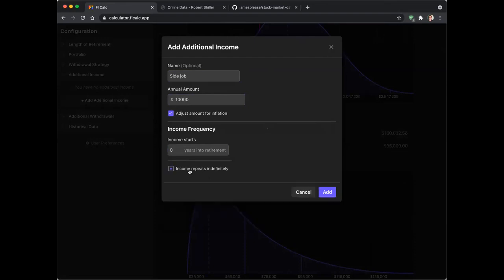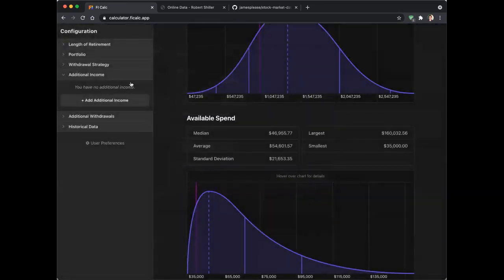Maybe you plan to work forever, so you can just have the income repeat indefinitely if you don't want to put an end year into it. Or you might say, I'm going to take 10 years off and then maybe I'll get that side job and work indefinitely. So that's what additional income allows you to do.